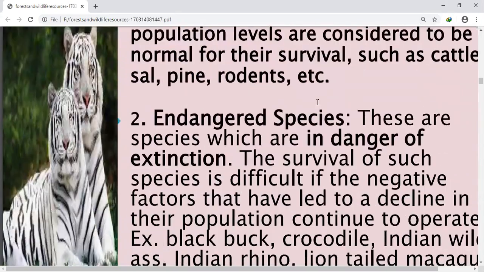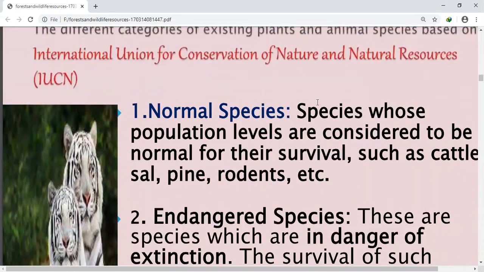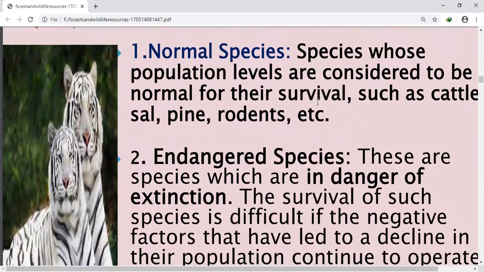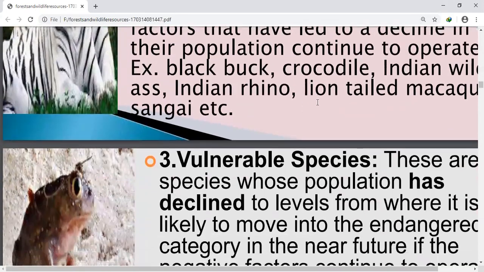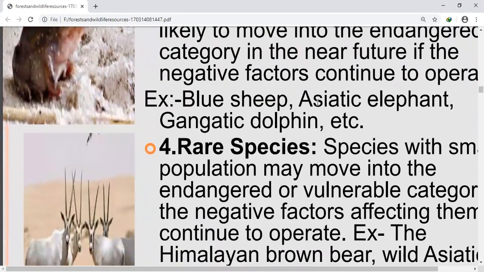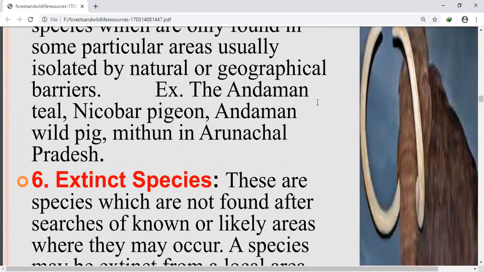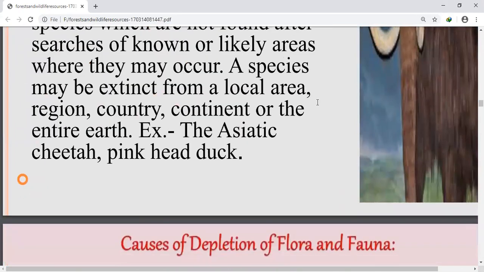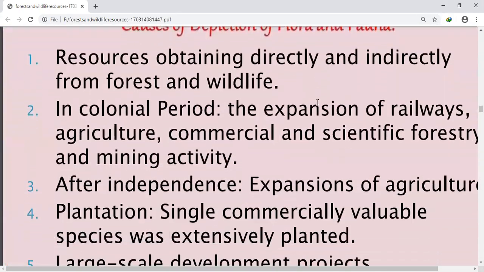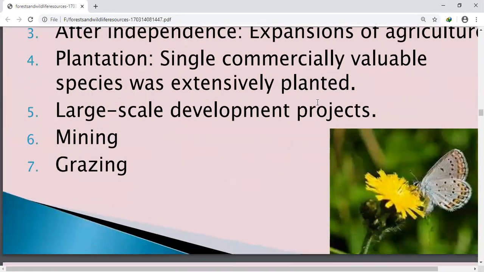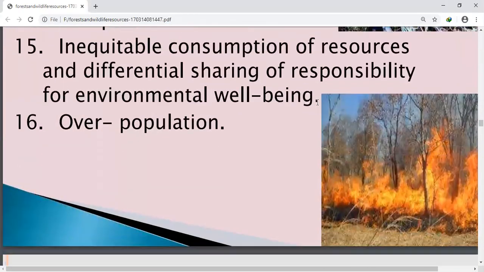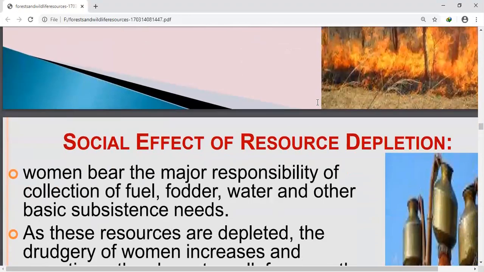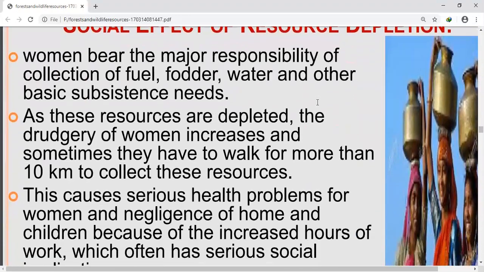According to IUCN, the existing plants and animals are categorized into six. They are normal species, endangered species, vulnerable species, rare species, endemic species, extinct species. And after that, causes of depletion of flora and fauna. Already we discussed in detail the various causes of depletion of flora and fauna. Next topic is social effect of resource depletion.